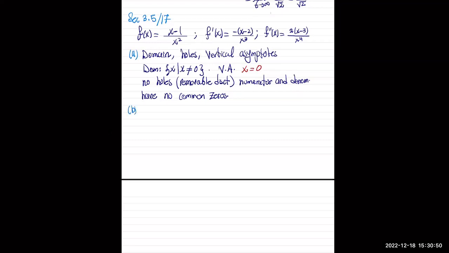Part B, intercepts. For the x-intercepts, you're going to set the function equal to 0. The function is again x minus 1 over x squared. Set it equal to 0. A fraction is equal to 0.